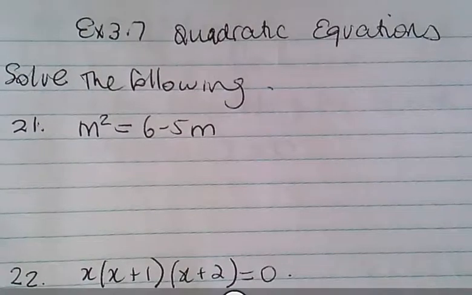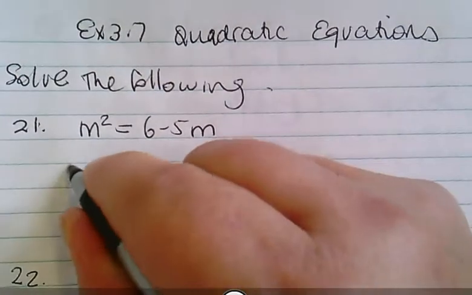Okay, exercise 3.7, solving quadratic equations. Main thing, make sure everything is over to the left-hand side and equal to 0. You will see what I mean when we get down to question 24. So I've just chosen a couple of questions. So what do we do here?